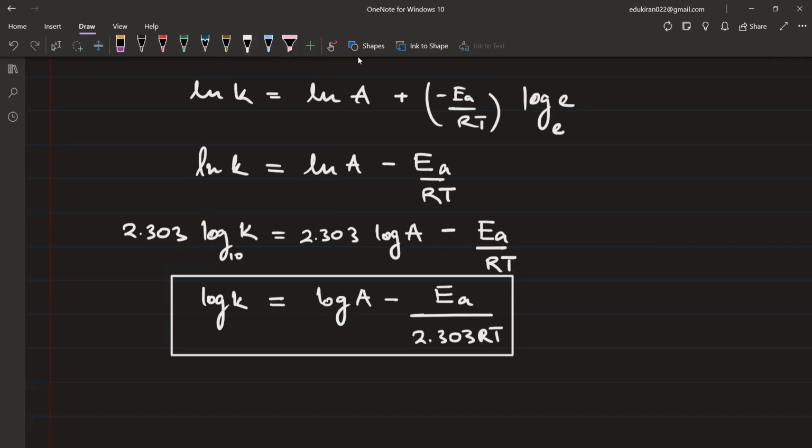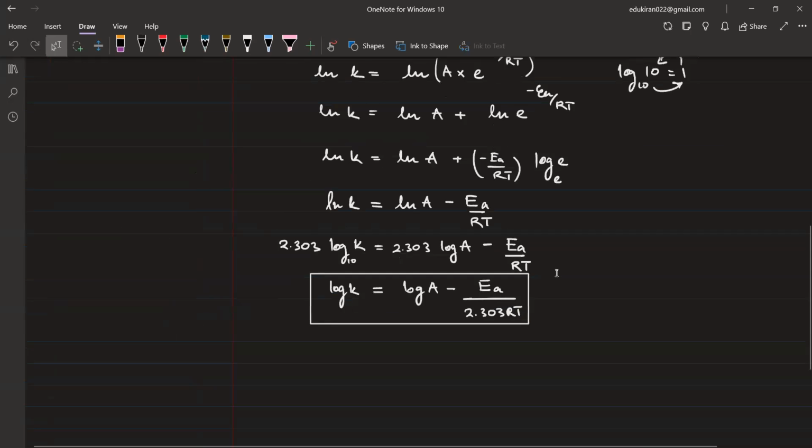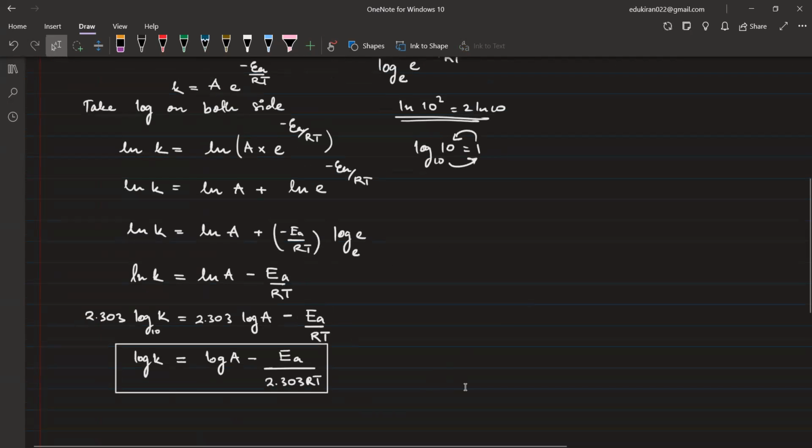The Arrhenius equation will be used in answering the definition type of question. Write the Arrhenius equation. But this equation that we have written right now will be helpful in solving different numericals. So please write this down, starting from the Arrhenius equation till log K is equal to log A minus Ea upon 2.303 RT.